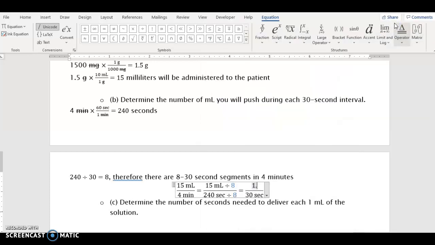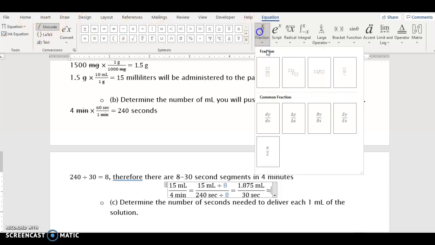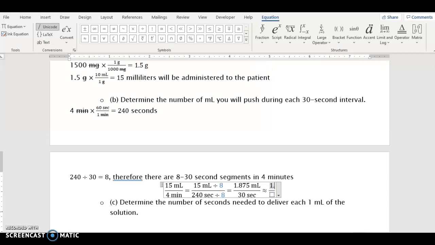So 1.875 milliliters. It may or may not be possible to administer 1.875 milliliters every 30 seconds, so you round that accordingly. Since it's bigger than 1 milliliter, you can round that to the nearest tenth. To the nearest tenth, that's approximately 1.9 milliliters every 30 seconds.